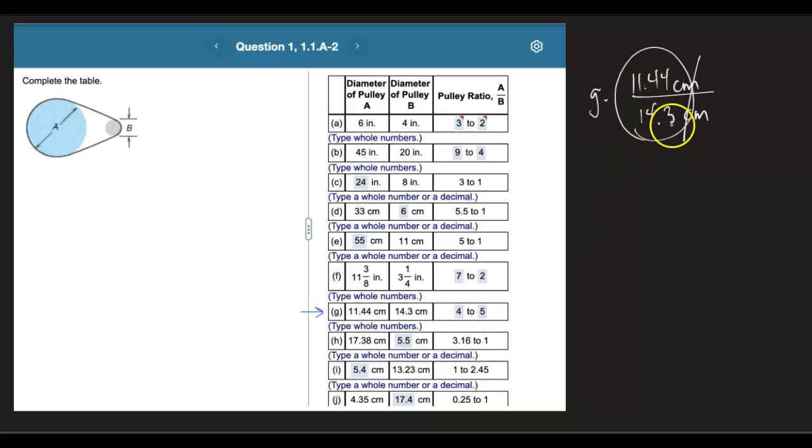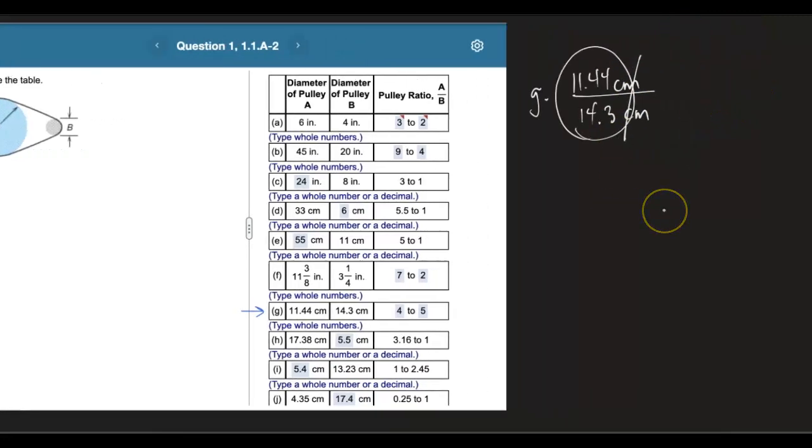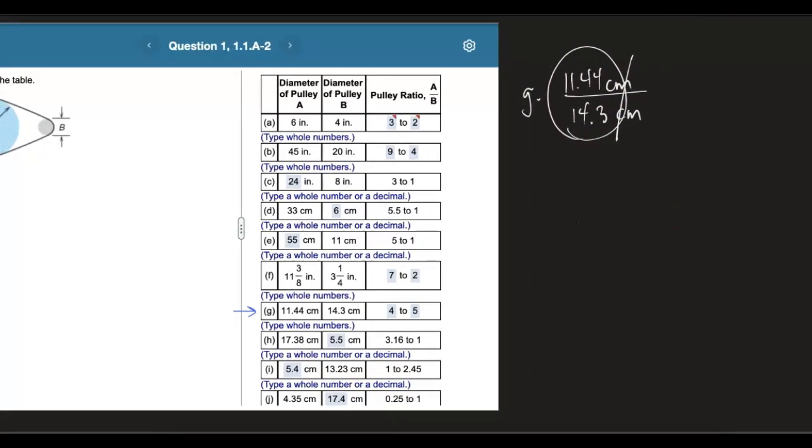And then after we simplify that fraction, we can put the numerator first and then the word "to" or a colon, and then the denominator second. If you were to try to type in these values here, you'd probably get an error message, and one thing to note is that it does tell us we need to type in whole numbers. So there are a couple of ways that we could go about doing this. Let me move this over for a little bit more space.